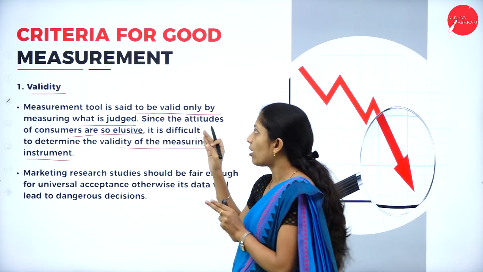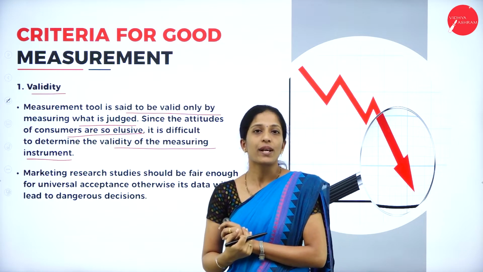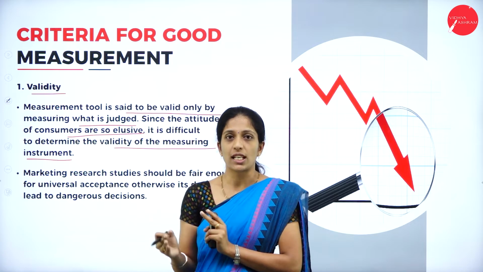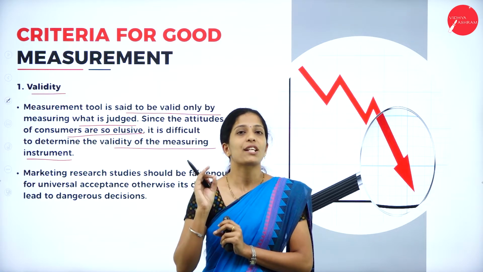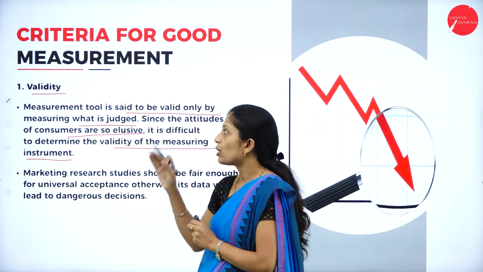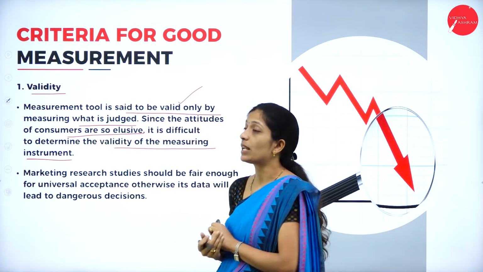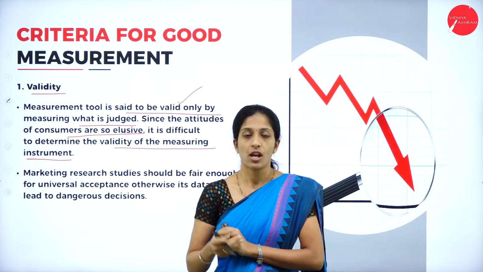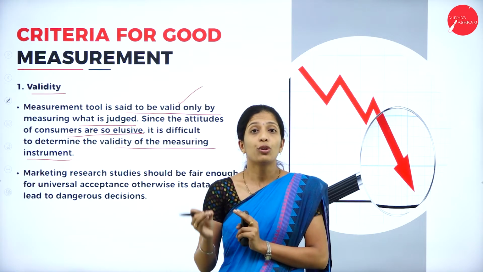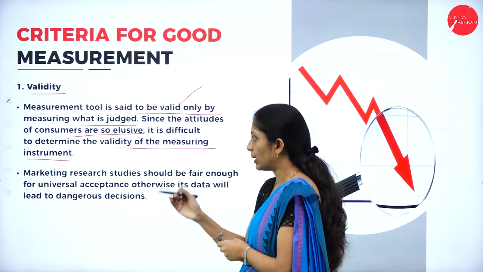But in case of this business research, it is highly impossible because we are always going to deal with human behavior, which keeps on changing. So it is highly difficult to measure human behavior, which keeps on varying. Validity means a measurement tool is said to be valid only when it measures what it is judged to measure, what is exact, so that it can be measured properly. But human behavior keeps on changing, so it is highly difficult to measure.